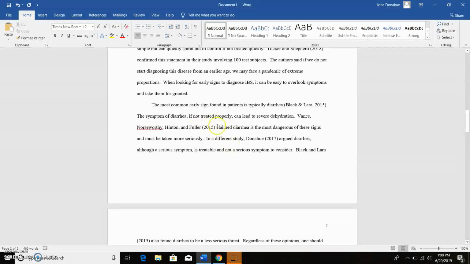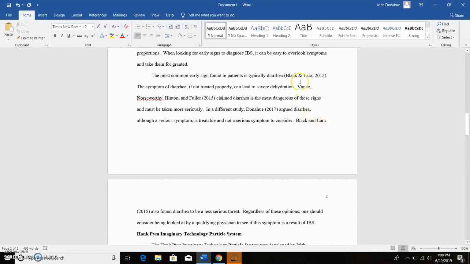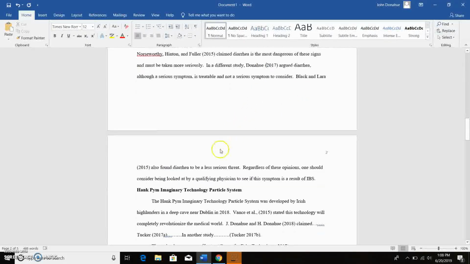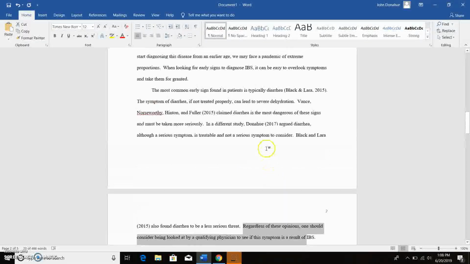Moving back up. In a different study, Donahue, 2017, argued diarrhea, although a serious symptom, is treatable and not a serious symptom to consider. Black and Laura, I'm using them again, but it's at the beginning of the sentence, so I'm using the word and. Black and Laura, 2015, also found diarrhea to be a less serious threat, comparing that to Donahue, who said the same thing. Regardless of these opinions, one should consider being looked at by a qualifying physician to see if this symptom is a result of IBS. One of my thoughts again. But what I wanted to show here is that we had differences of opinions.